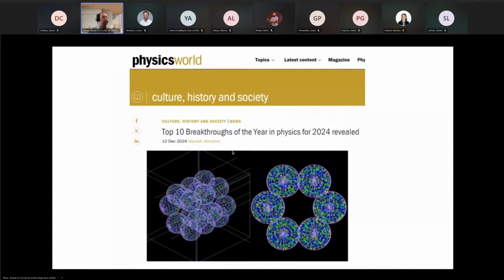We got nominated for one of the breakthroughs of the year in physics for 2024 for this, because it allows us to really create a physically realistic but also biologically realistic simulation of radiotherapy in lung cancer, in order to help improve outcomes, particularly due to complications from lung fibrosis.